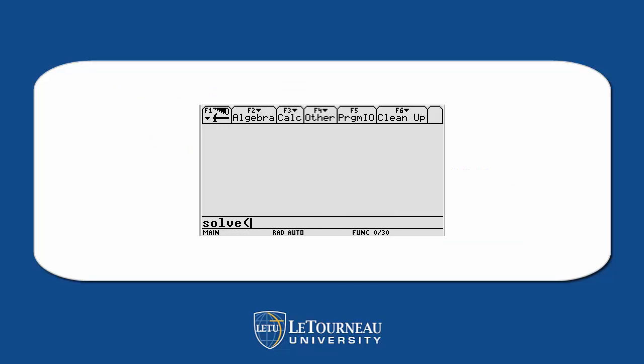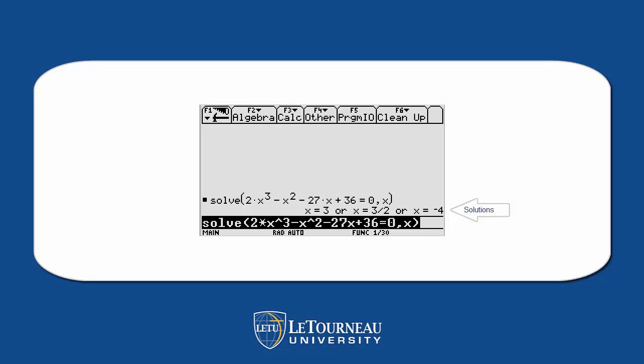So we're going to tell it to solve 2x cubed minus x squared minus 27x plus 36, and we're going to set that equal to 0. Since we're going to solve, first that equals 0. Solve for x. Works a little bit there, and there they come. There are our solutions: 3 halves, 3, and minus 4.